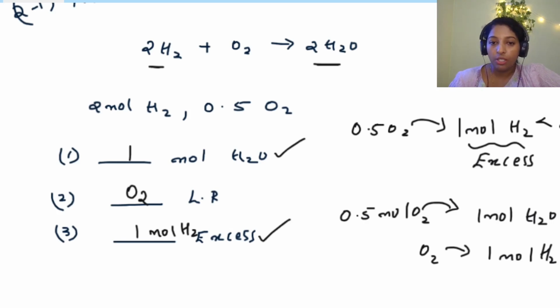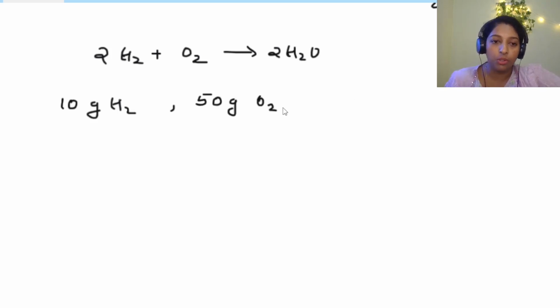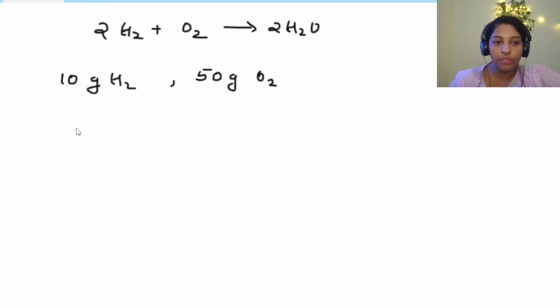Okay, so now let's think about it in grams. For example, in the same thing, I'm just writing 2H2 plus 1O2 gives 2H2O. Now think about if it were 10 grams of hydrogen and 50 grams of oxygen. If it is in grams, how do you do this? Here also, as we studied in stoichiometry, for 10 grams of hydrogen you first have to convert it to moles of hydrogen, so that you can use the molar mass.